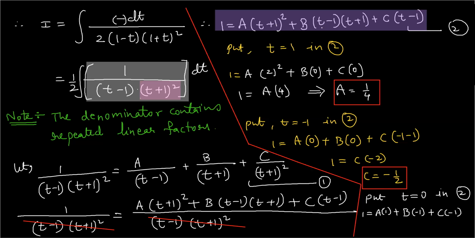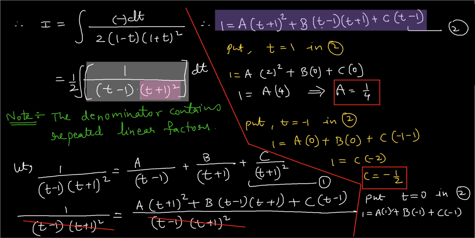Now these values of A and C are already known. See, A and C are already known. So what I will do, I will use them. In place of A, I write 1 by 4, and C is minus 1 by 2. 1 equals 1 by 4. A is 1 by 4. A into 1 is A. Minus B.